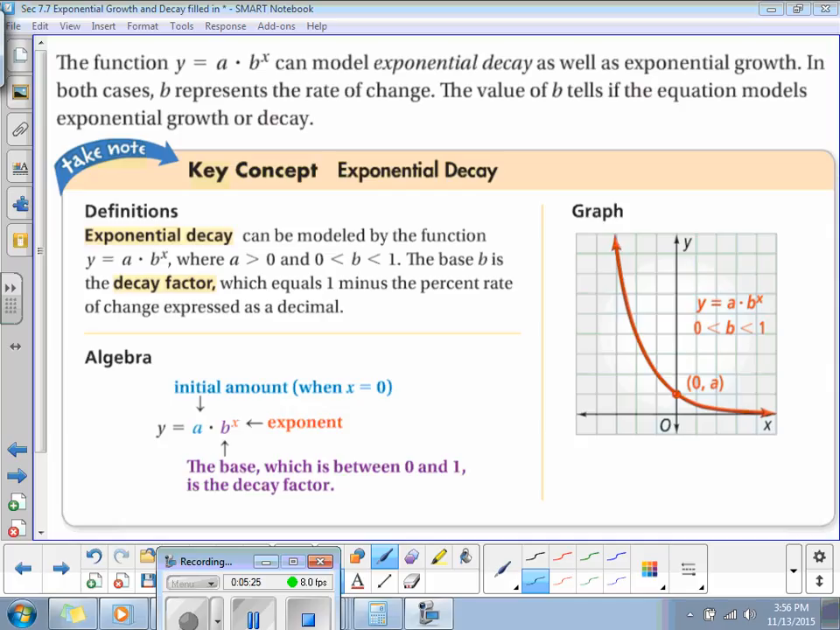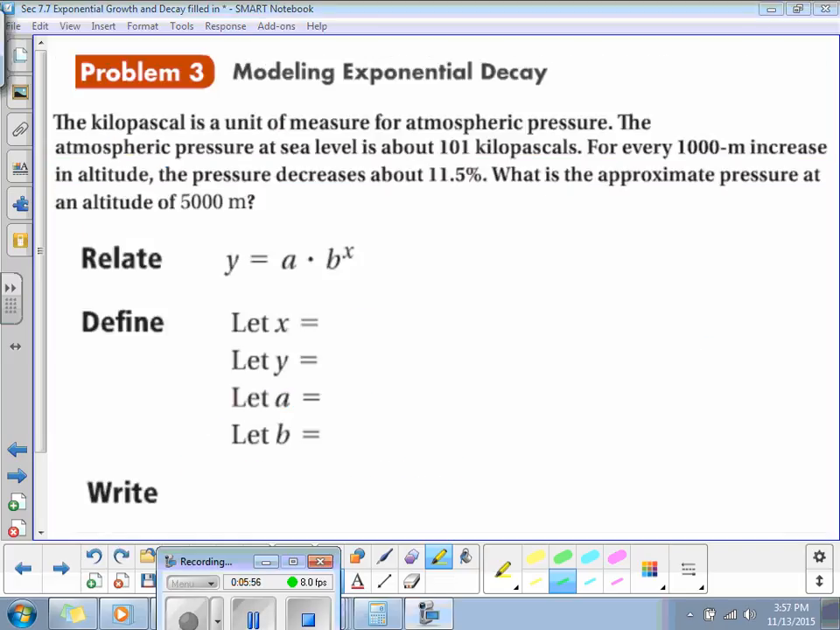Exponential decay is the same exact thing except what? Here, the growth factor or the decay factor is 1 minus the percent rate of change expressed as a decimal. So it's the same thing except for that one little difference. Okay? So problem 3 is modeling exponential decay.